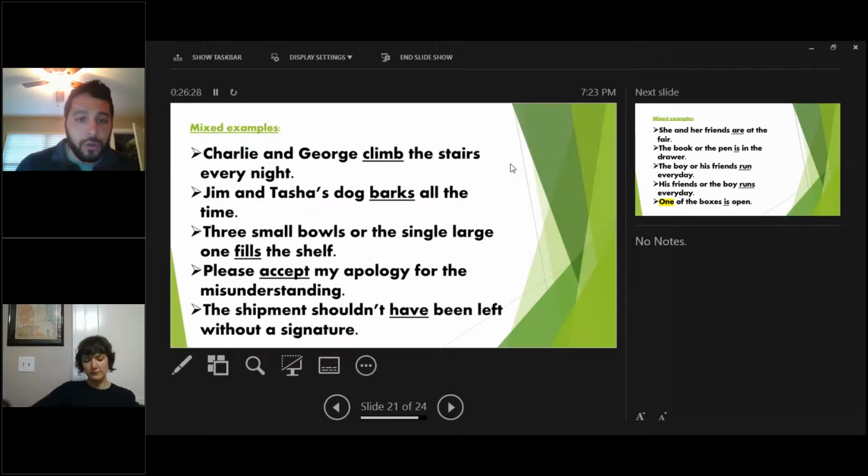Three small bowls or the single large one fills the shelf. Okay, here's a compound subject with or. So like we discussed before, you need to look to the subject that is closest to the verb to determine the agreement. So three small bowls would fill the shelf, but it's three small bowls or the single large one fills the shelf. The single large one, singular subject, fills the shelf. Singular verb with an S on the end.